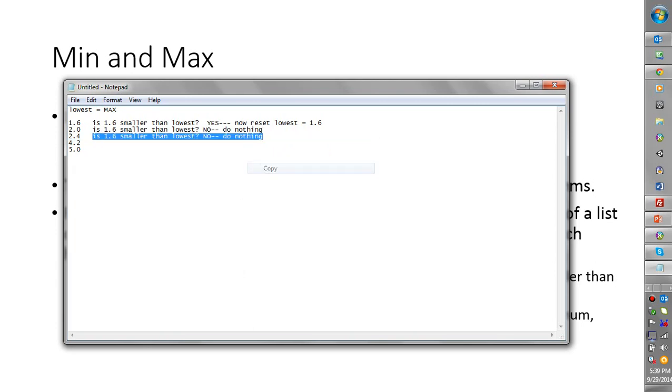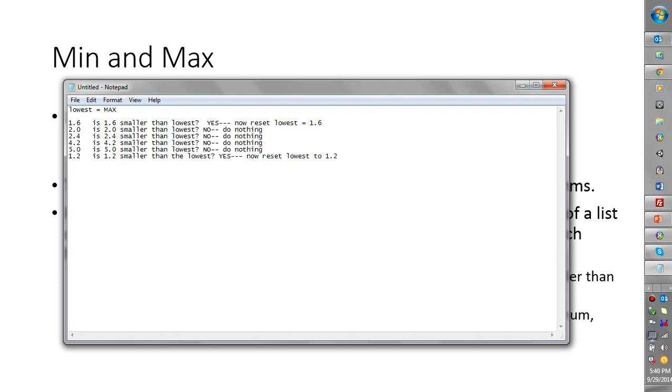Any time it's larger than the one you're comparing against, it's not going to be the case, so I'm just going to paste that in. Now, if, for example, we had added a 1.2 to this list, we'd say, is 2.0 smaller, is 2.4, is 4.2, is 5.0, is 1.2 smaller than the lowest? Yes. Now reset lowest to 1.2.